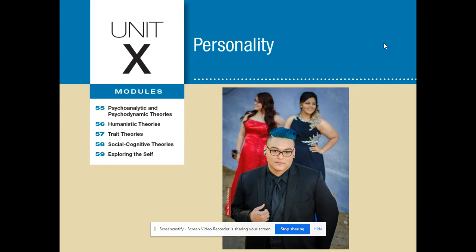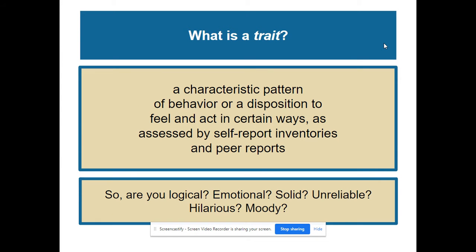like the Keirsey temperament sorter that we did. There's another one called the Myers Briggs, which is used a lot of times in counseling, leadership, training, and work team development that helps develop traits of personalities. So, what is a trait? It is a characteristic, a pattern of behavior, or a disposition to feel or act in a certain way that you assess by self report inventory, like a survey, or you have somebody do a peer report.